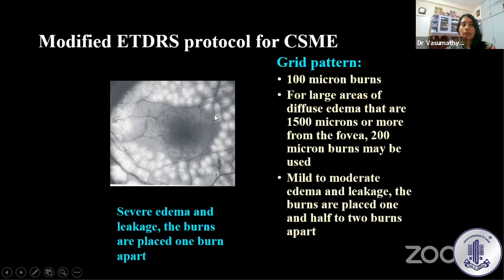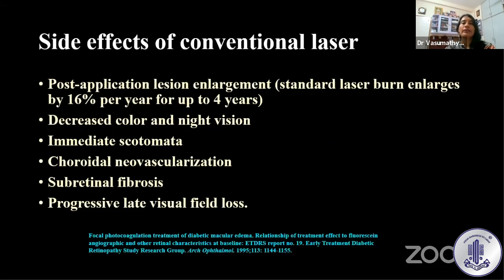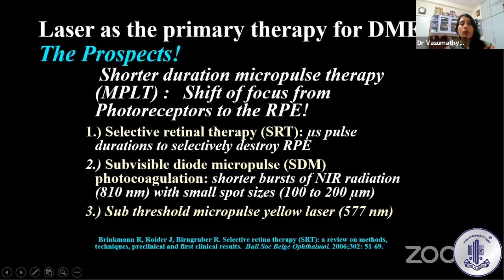This is one such patient who has undergone a modified ETDRS protocol and a grid laser for CSME. I'm sure this patient's edema would have gone, but the patient is not a happy patient at all. ETDRS actually said focal laser reduced the risk of moderate vision loss in CSME by 50%, but visual acuity improvement was observed in less than 3% of cases. So I personally reserve laser only for when there are well-delineated microaneurysms. These are the several side effects of conventional laser. And DRCR Protocol T also shows appalling results of laser when compared to anti-VEGF injections.